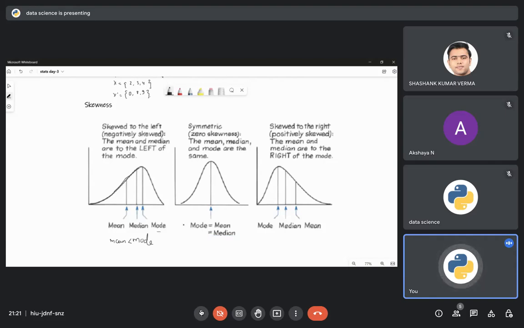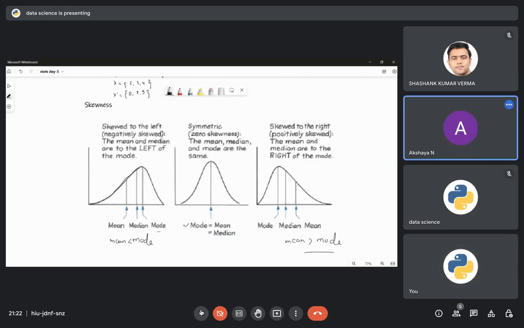But if your mean, mode, median are equal, then your data is known as symmetrical data. But if your mean is greater than mode, then you can say it's right skewed data or positive skewed data. Did you understand? So mean and mode are very important factors to calculate whether the data is left skewed, right skewed or symmetric. Make sense, guys?